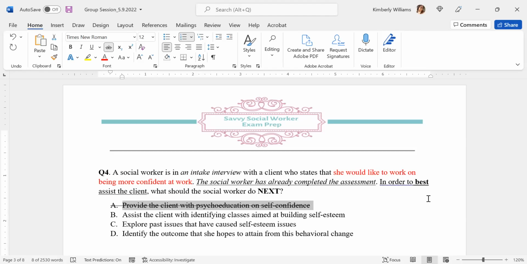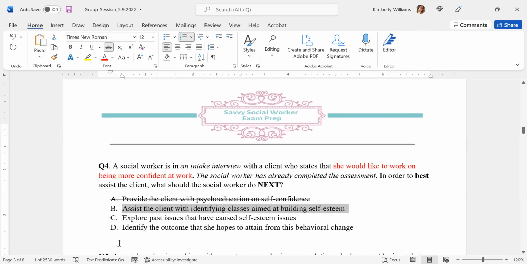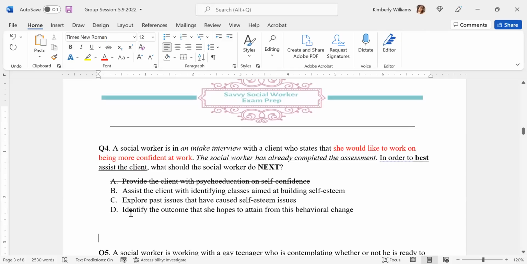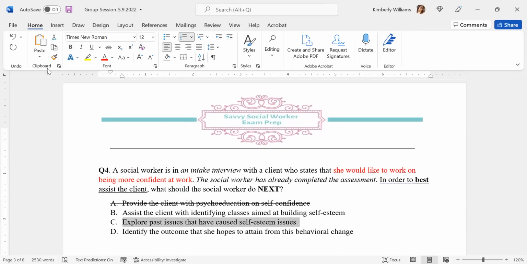Okay. What about B? Assist the client with identifying classes aimed at building self-esteem. What y'all say? Pause or scratch? Scratch. All right, and I think this will be along the lines of what you just said for A as well, Rochelle. So what about C? Explore past issues that have caused self-esteem issues. Scratch. Okay, tell me why we're scratching that. We don't go back in the past. Yeah, we're working in the here and now. Yeah. Okay. What about D?